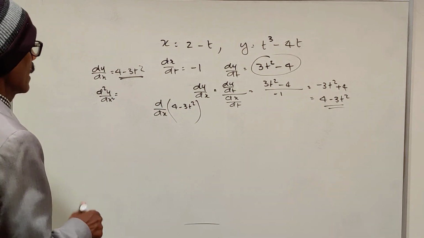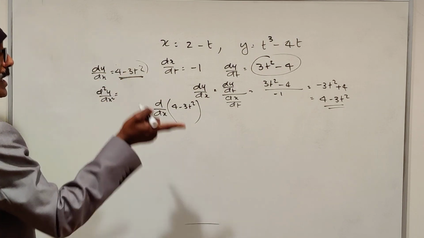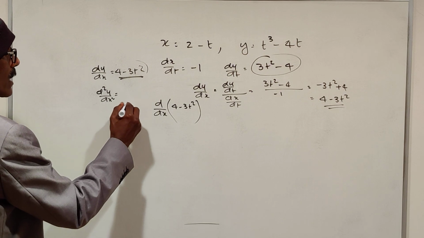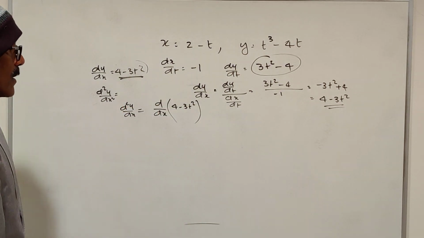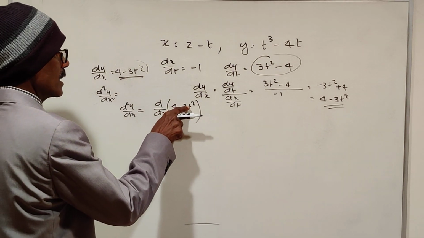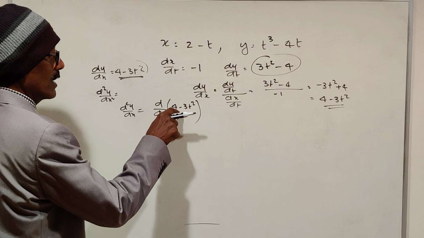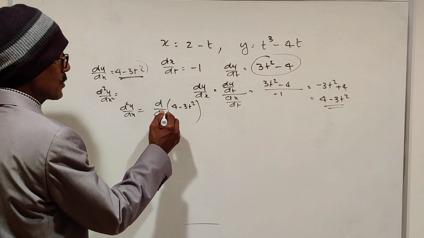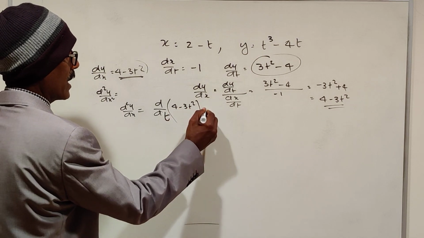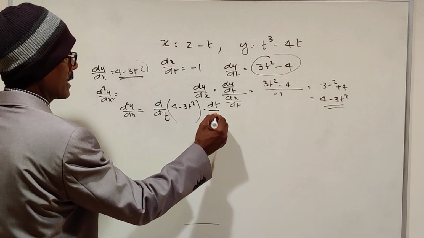This is the question. Differentiate 4 minus 3t square one more time. That is d square y by dx square equals this. But we cannot differentiate this with respect to x because this is a function of t. So you need to differentiate this function with respect to t first, then multiply by dt by dx.